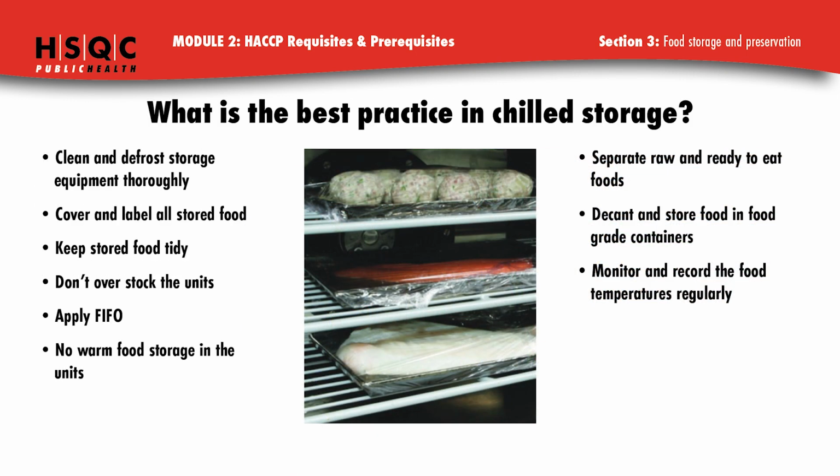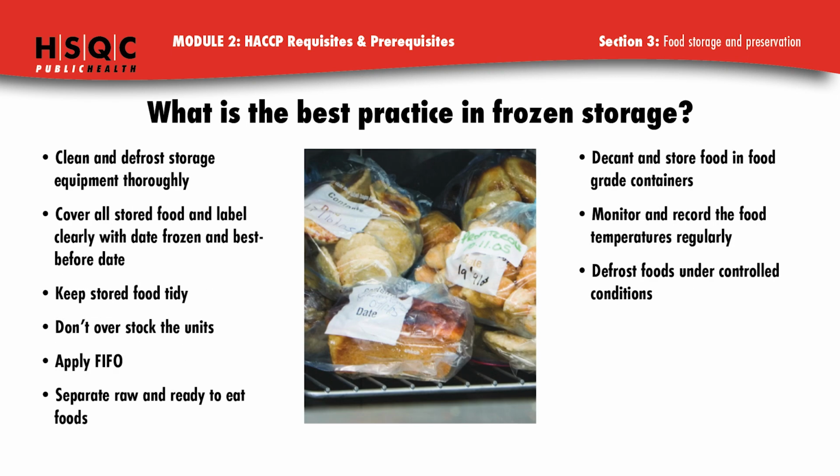What is the best practice in chilled storage? Examples of best practice include clean and defrost storage equipment thoroughly, cover and label all stored food, keep stored food tidy, don't overstock the units, apply FIFO, no warm food storage in the units, separate raw and ready-to-eat foods, decant and store food in food-grade containers, monitor and record the food temperatures regularly.